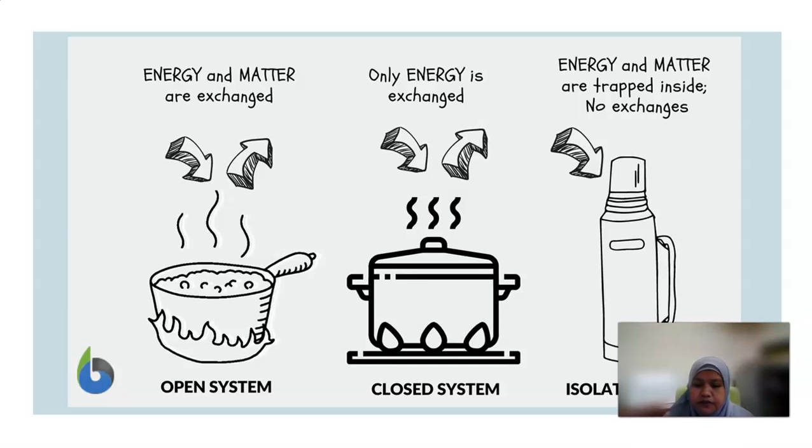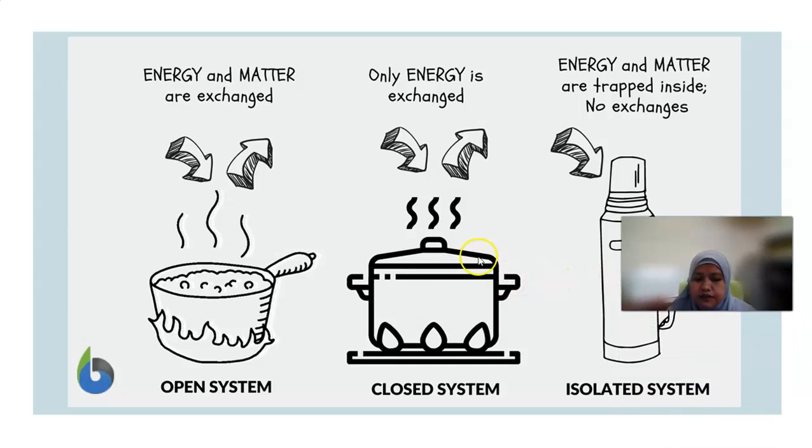Another example that you can see here is we have 3 different systems, which are open system, closed system, and isolated system. When we consider an open system, there is exchange of energy and matter, and if it is a closed system, only energy is exchanged from the system to the surrounding. And when it is an isolated system, there is no exchange of energy and matter between the system and the surrounding.